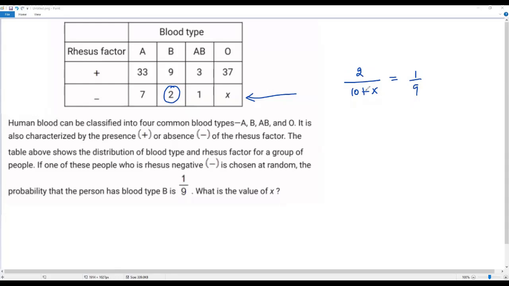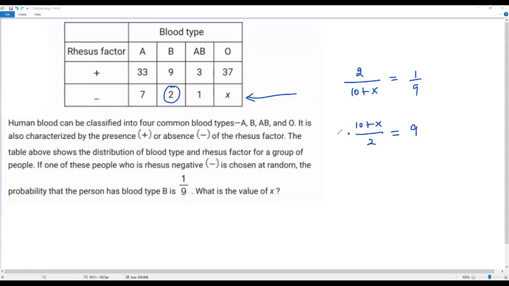Since we are trying to solve for X in this equation, if I have X in the numerator, it will be easier for me. So for that, I am taking the reciprocal on both sides. If I take the reciprocal of 2 over 10 + X, I am getting 10 + X over 2. If I take the reciprocal of 1 over 9, I am just getting 9.